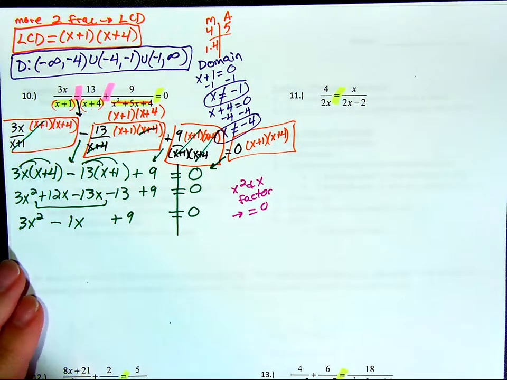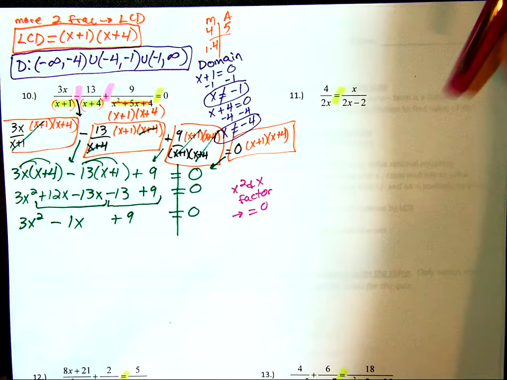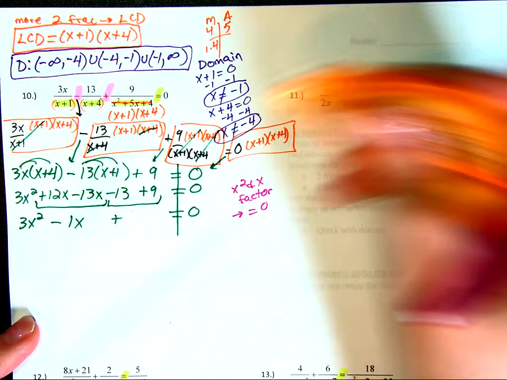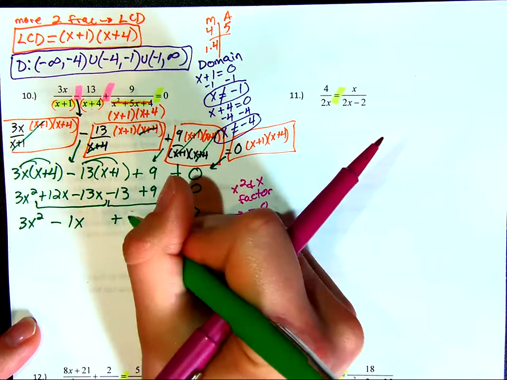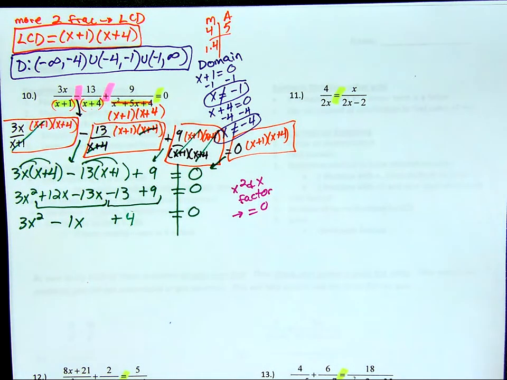Miss Holtz messed up there, so make sure you're careful. There were these like terms that needed to be combined as well. Negative 13 and 9 would combine to give us not 9, but negative 4. So be careful not to miss combining your like terms there.